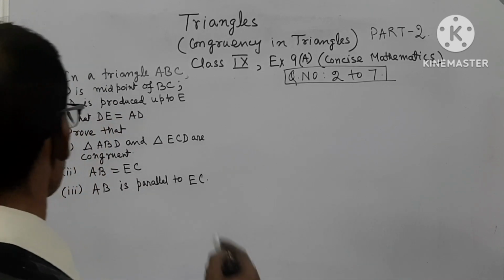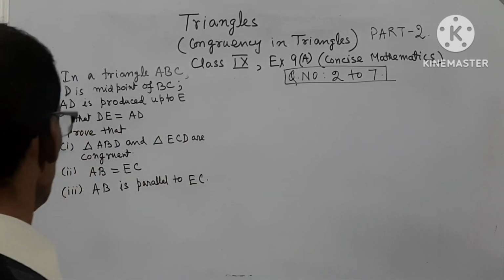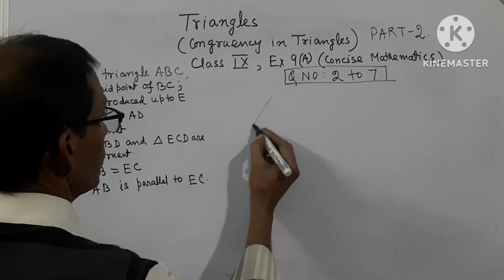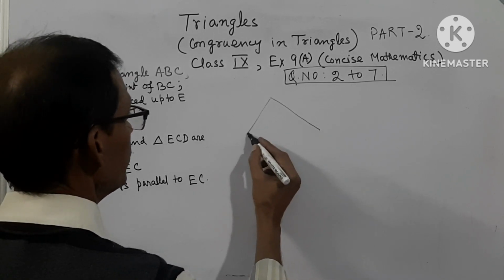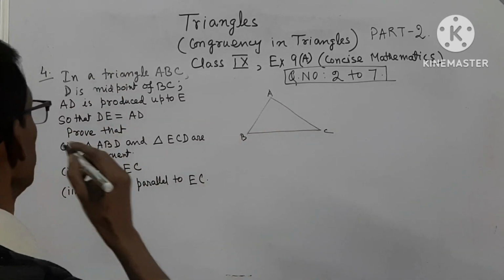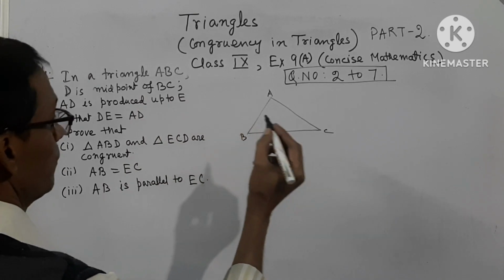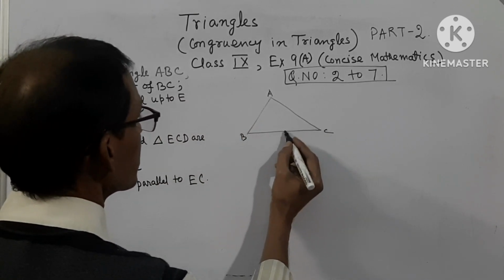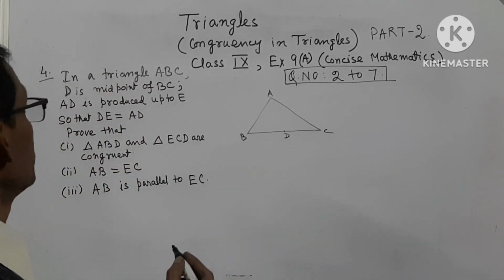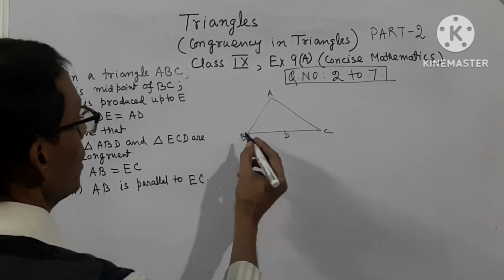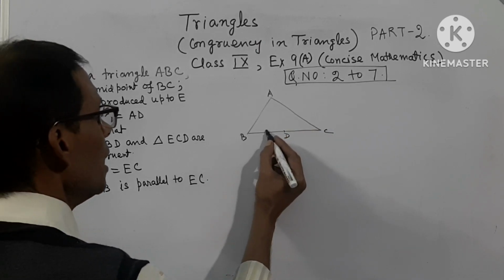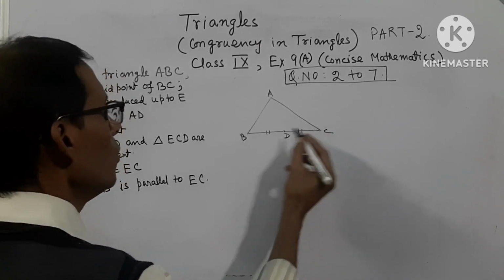Okay, let's see number 4. In a triangle ABC, there is a triangle ABC. D is the midpoint of BC. Whenever you see D is midpoint of BC, that means BD is given equal to CD.